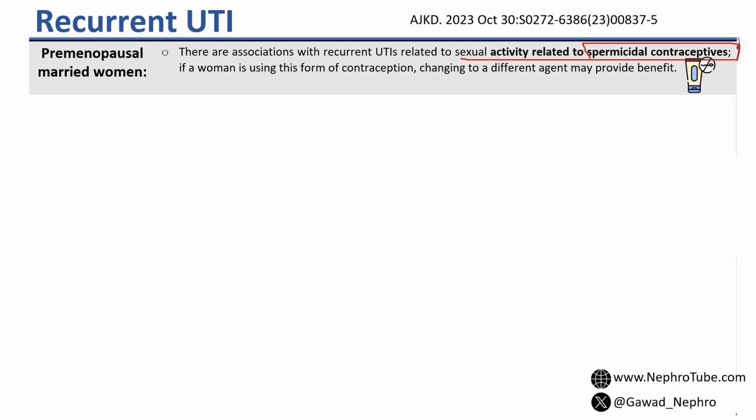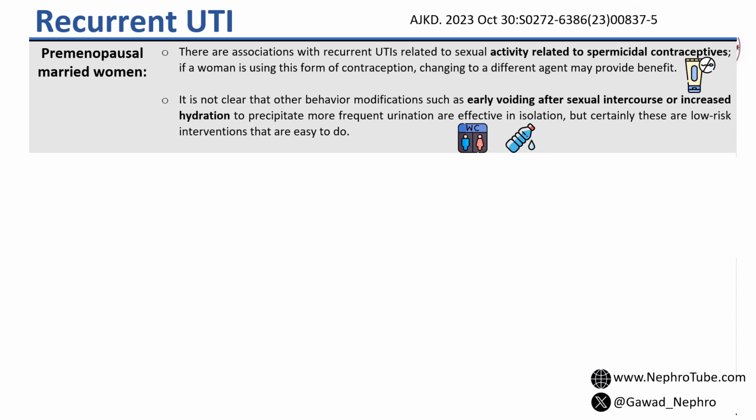So in these women who have recurrent urinary tract infection and are using spermicidal contraceptives, it is better to use a different agent to avoid this recurrent UTI. Some behavior modifications are suggested, but it is not clear if they have a good benefit to prevent recurrent UTI. But there is no harm to try them. Make the woman try early voiding after sexual intercourse and or increase hydration. This is to precipitate more frequent urination. But as I said, it is not clear if they will be effective.